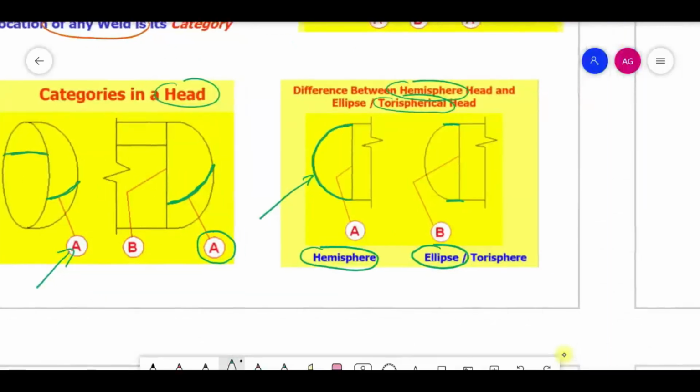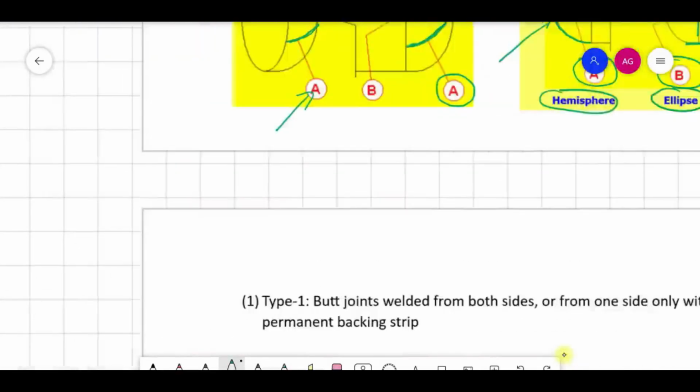The joint of the hemispherical head with the shell is to be considered an A category joint, and the torispherical or elliptical head joint with the shell is to be considered a B category joint. Always remember this. The hemispherical dish to shell joint is A, and the torispherical joint to shell has to be considered a B category joint. So remember this.